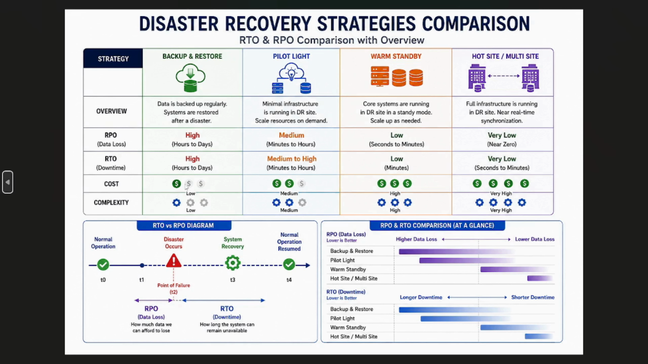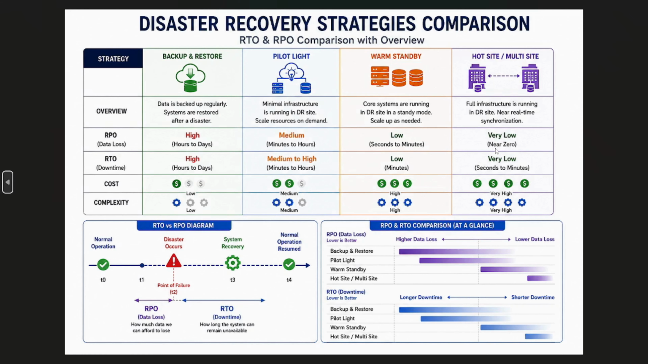As we can see, backup and restore. Obviously, your RTO, recovery time objective, could be from hours to days. Hours is the minimum, and days could be the maximum. And then RPO, again, would be hours to days. Cost is very low, complexity is low. And then in the pilot light, cost would be medium, but your RTO could be minutes to hours. So minimal infrastructure is running in the DR site. You just scale the resources on demand. And then RPO again would be minutes to hours.